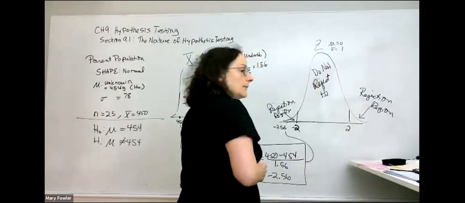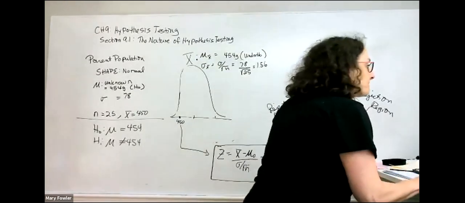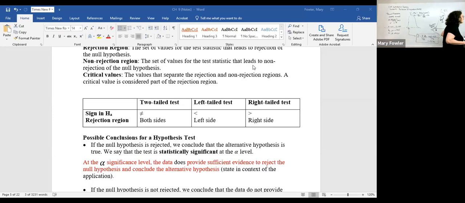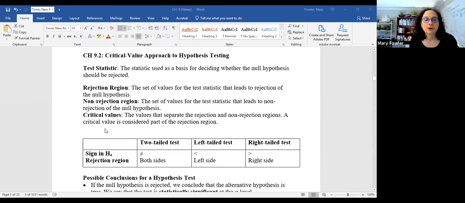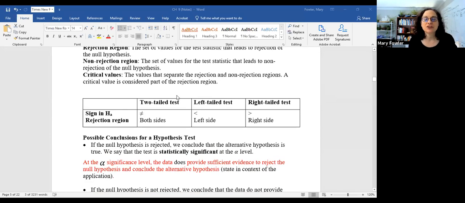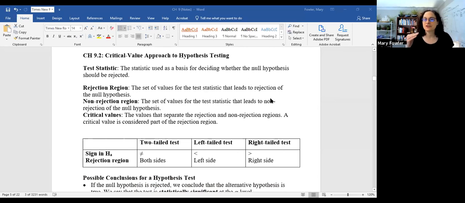Okay, so looking at the notes, we see that we have some definitions here, which we just went over. What's going on here is I've just laid out all the important definitions that are needed for the critical value approach to hypothesis testing: test statistic, rejection region, non-rejection region, critical values. We just went over that at the board.